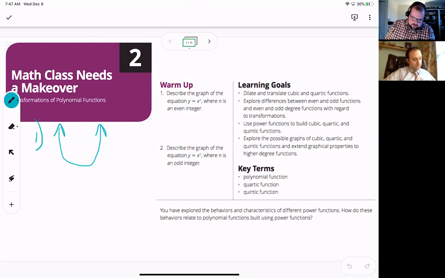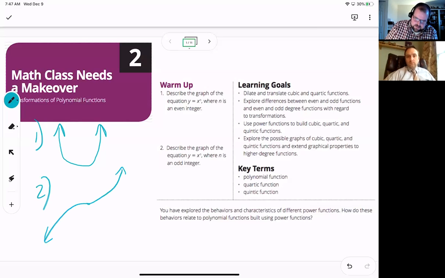Cool. So looking at the second part, which is odd integers, instead of both going up, we have graphs where on the positive side it goes up, and on the negative side it goes down to the left.